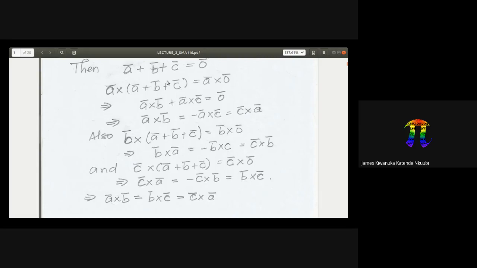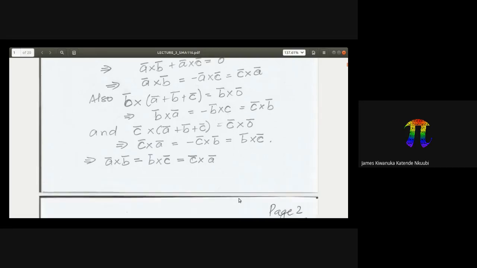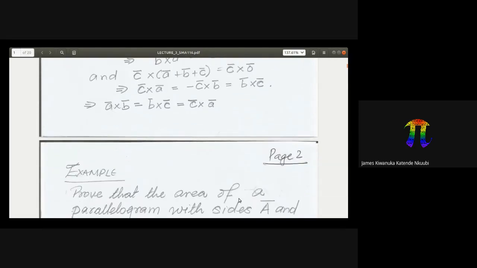So looking at all this, we can see that A cross B is equal to C cross A. And we also know that B cross C is also equal to C cross A. So it means all these three are equal. Now, using that and the definition of a cross product.